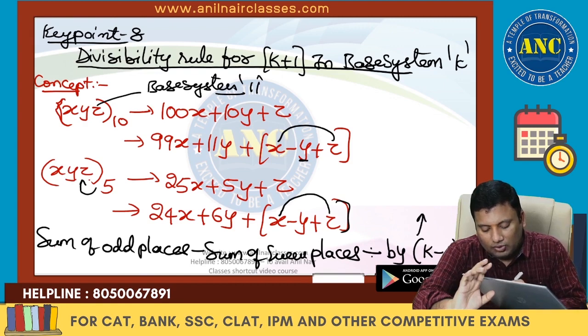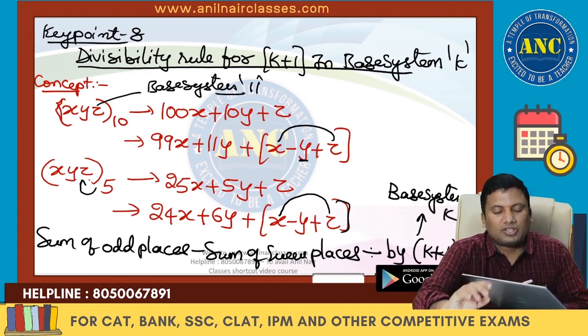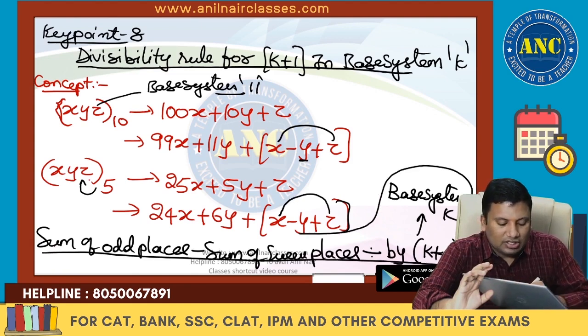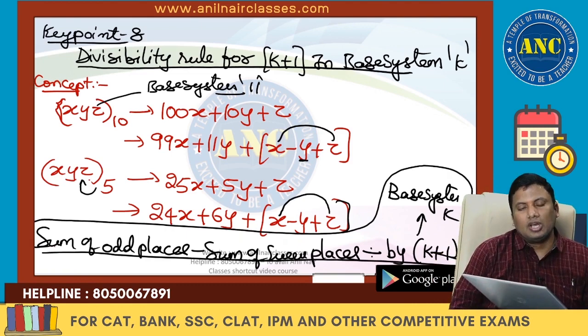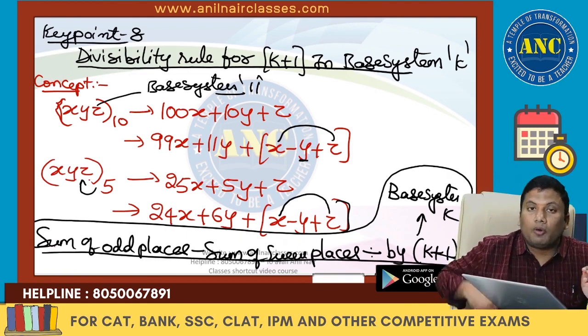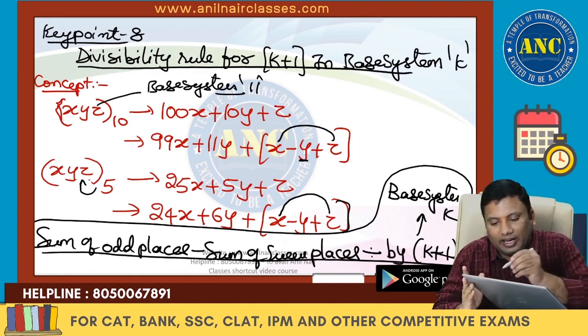k plus 1 for a base system k. What is the divisibility rule for k plus 1? The sum of the odd places minus the sum of the even places should be divisible by k plus 1. I hope the idea is clear. That is the divisibility rule for k plus 1.